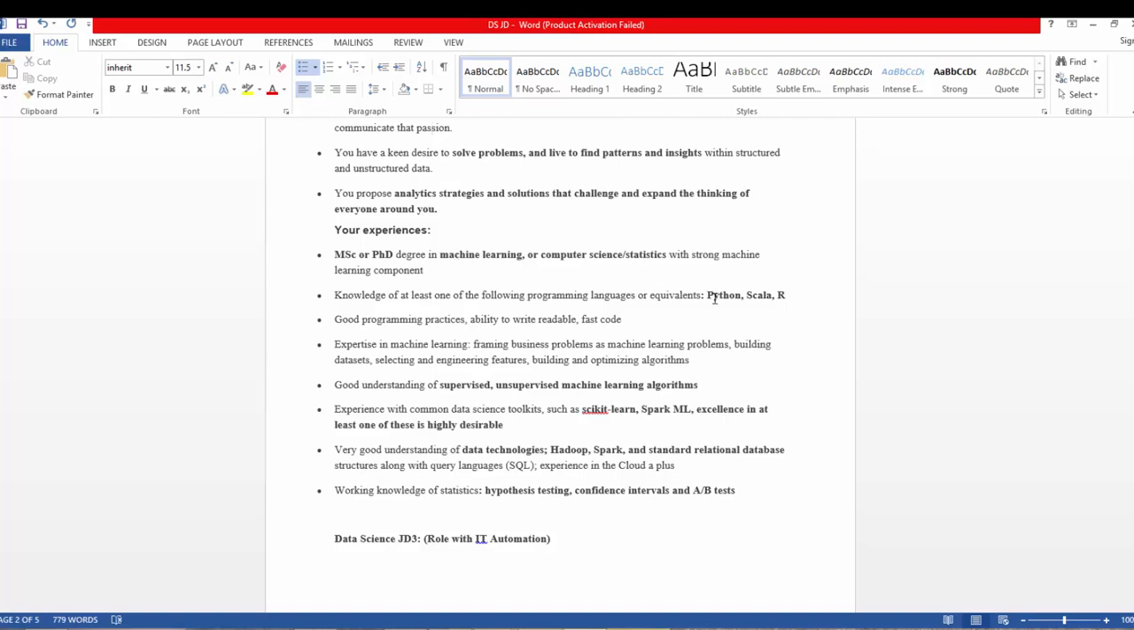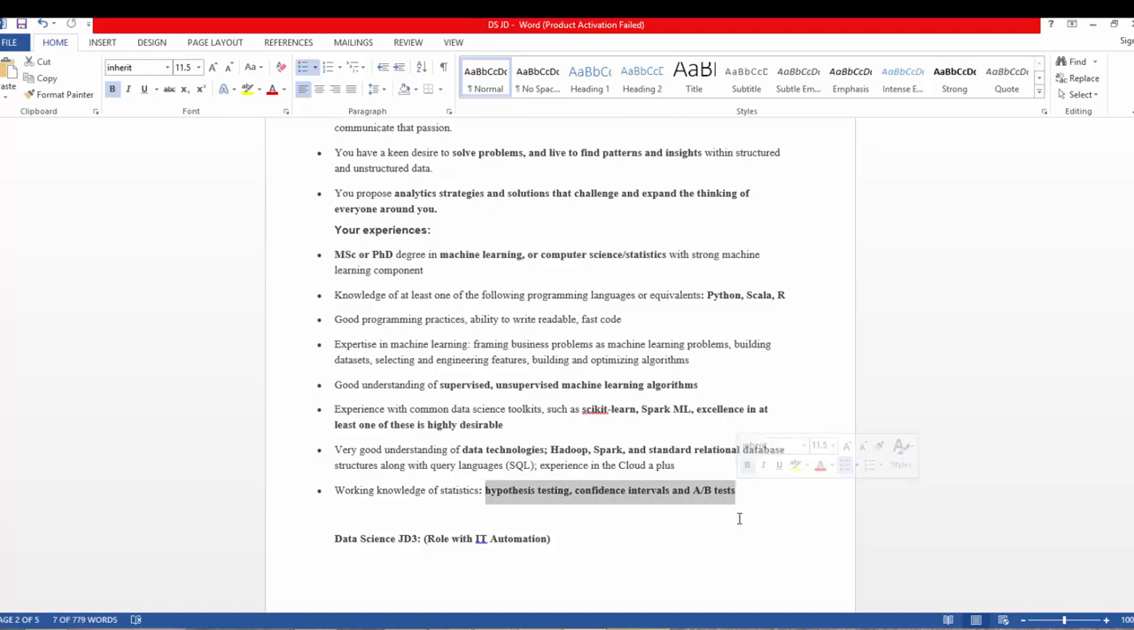The skills they want in you, apart from what I have already explained, are that you should be comfortable with Python, Scala, and so on. You should have built models using scikit-learn, using Spark, and such. And you should have some comfort with big data architecture. The last thing is that you should be comfortable with hypothesis testing, confidence intervals, and A/B tests.